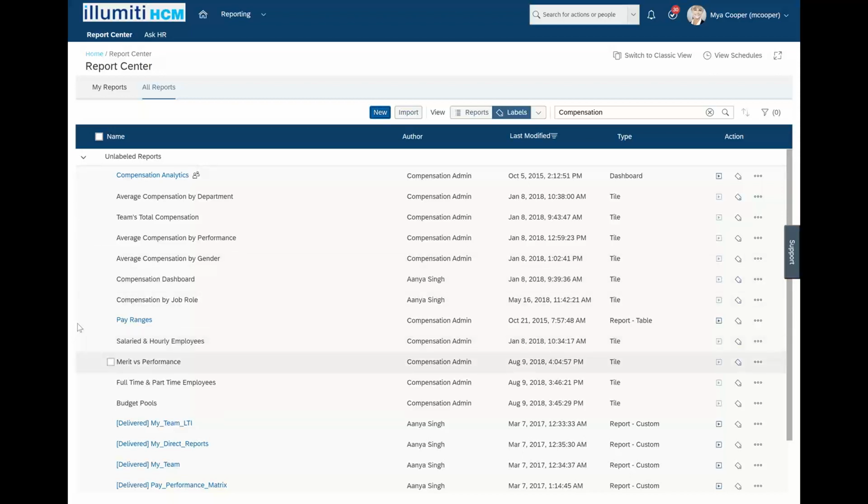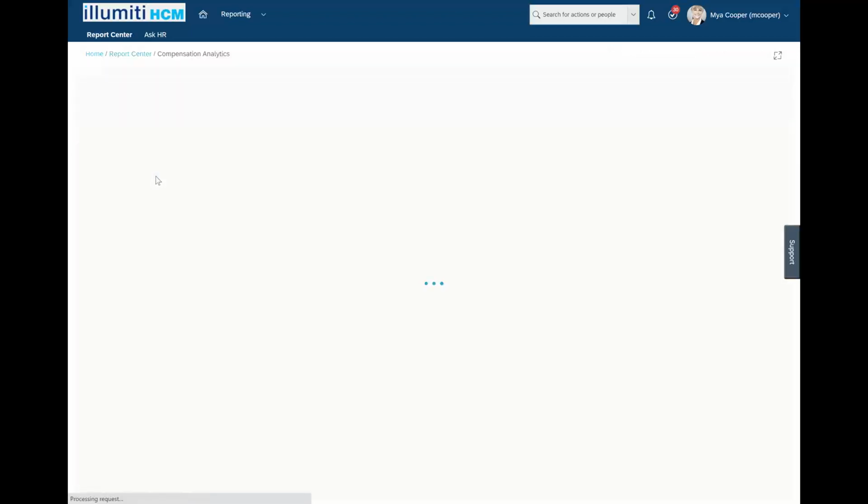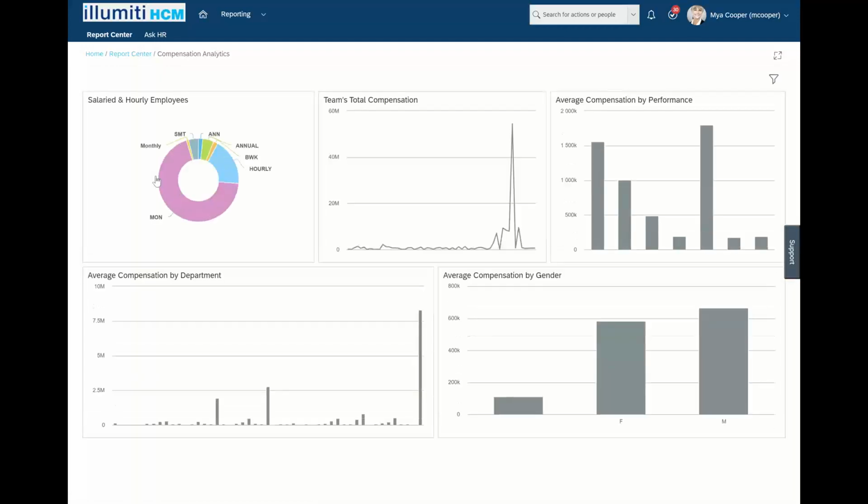So here's just a kind of a snapshot, if you will. I'm going to come in here and open up this compensation analytics dashboard so we can see what a composition of some of these different tiles looks like. This is all standard delivered with the system. Here we have our breakout of salary and hourly employees, team's total compensation, compensation by performance score, average compensation by department, and then average compensation by gender.